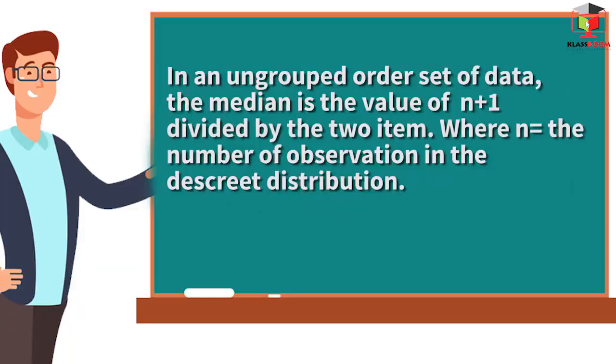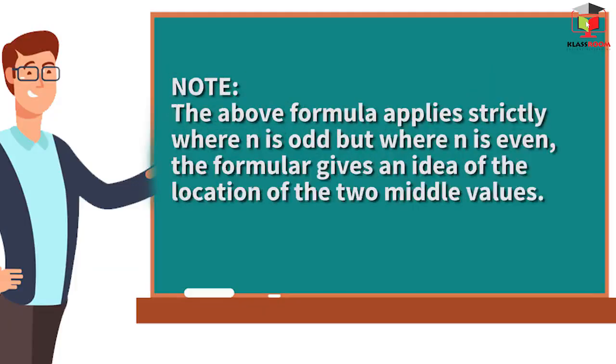In an ungrouped ordered set of data, the median is the value of the (n plus 1) divided by 2 item, where n is the number of observations in the discrete distribution. Note, the above formula applies strictly where n is odd, but where n is even, the formula gives an idea of the location of the 2 middle values.